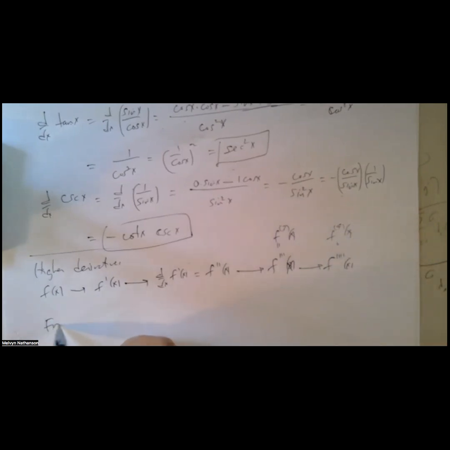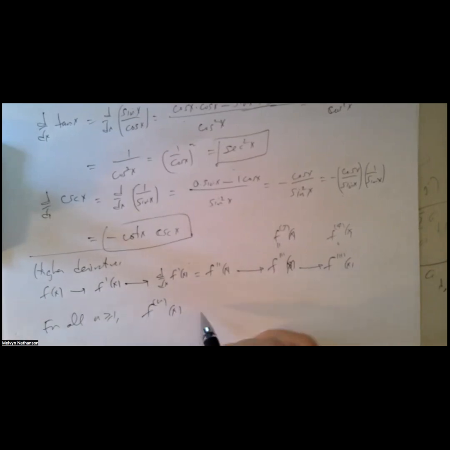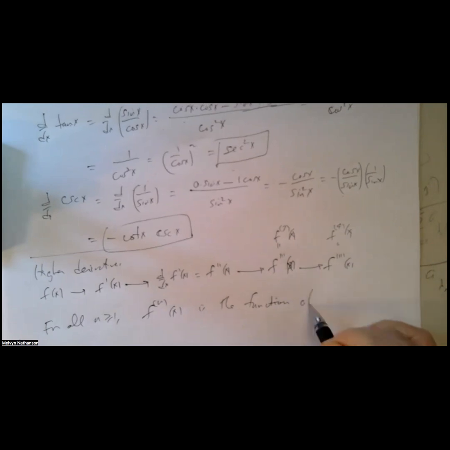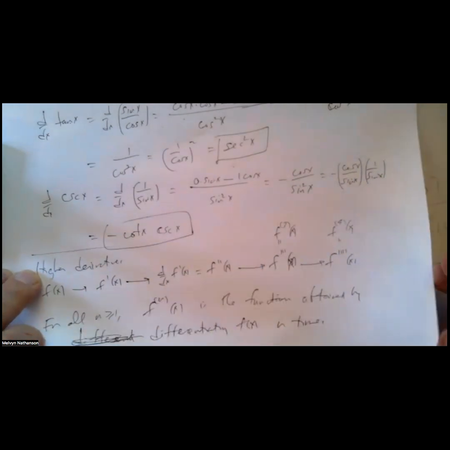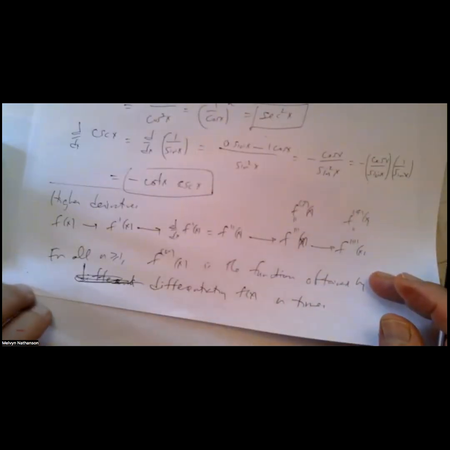And in general, for all n greater than or equal to 1, the nth derivative of f of x is the function obtained simply by differentiating f of x n times. So you have a function, you differentiate it, you get another function. And if you're lucky, you can find its derivative.